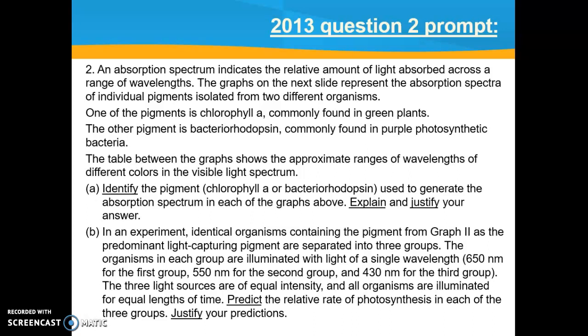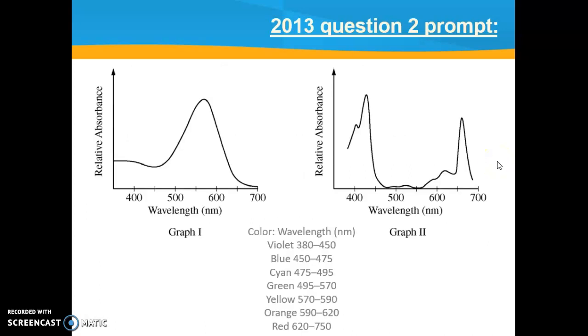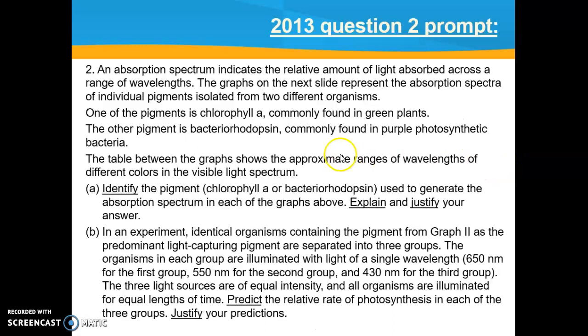So in this absorption spectra, we are looking at two different pigments, and we don't know which is which. Part A is asking you to identify which absorption spectrum is chlorophyll and which one is bacteriorhodopsin.